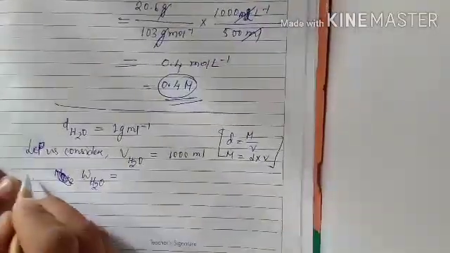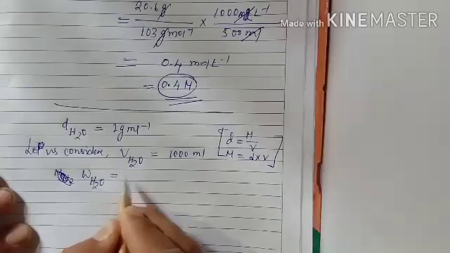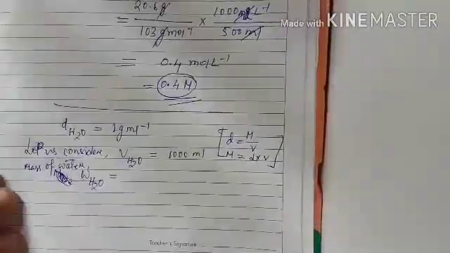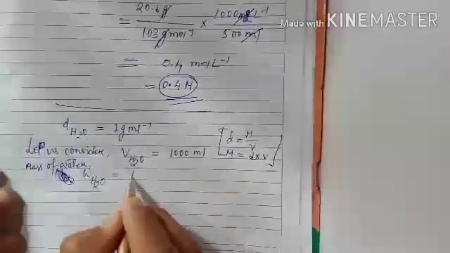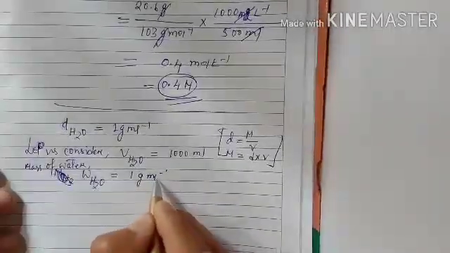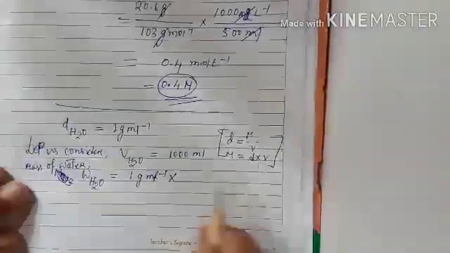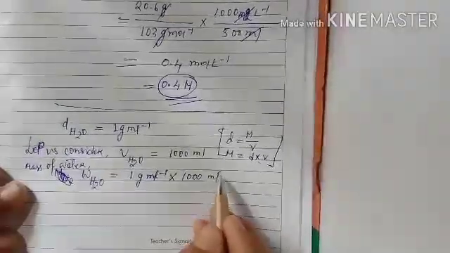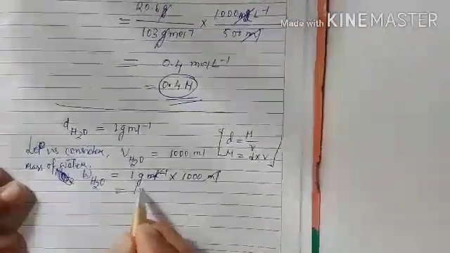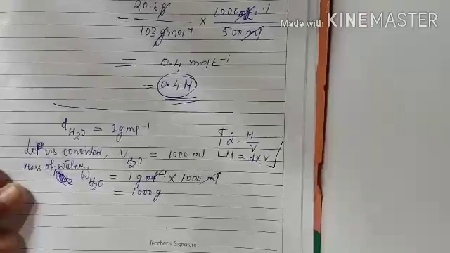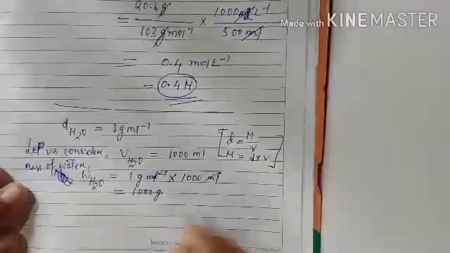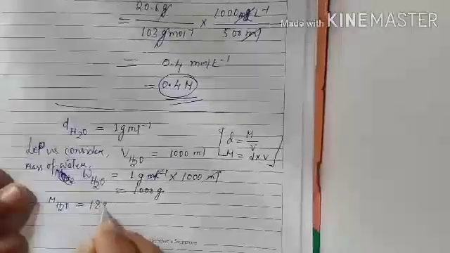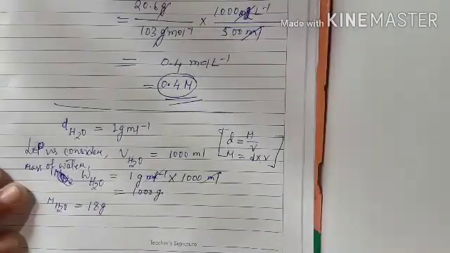So the mass of water, W H2O, will be density 1 gram per ml multiplied by volume, which we already took as 1000 ml. The ml will be cancelled, so the mass of water will be 1000 gram. The molar mass we already know: 2 hydrogen and 1 oxygen, that is equal to 18 gram per mole.